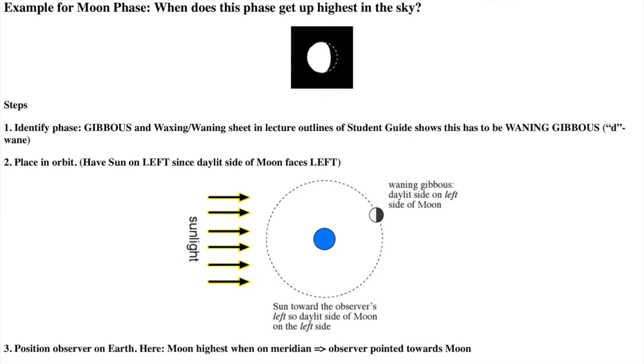Now we go back to the first lecture slide to apply the steps to a couple of scenarios for the Moon. You're given a picture of the Moon, and you have to tell me what time of day or night it will rise or be highest on the meridian or set.